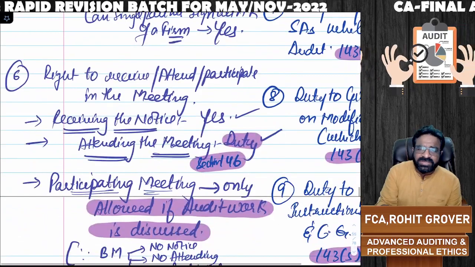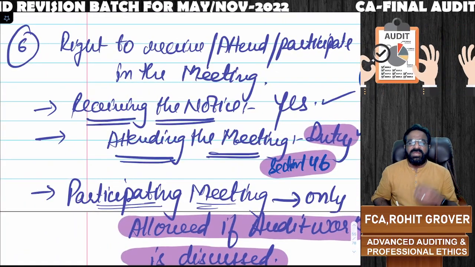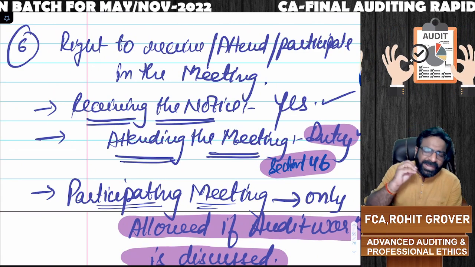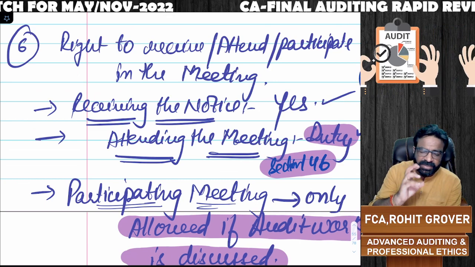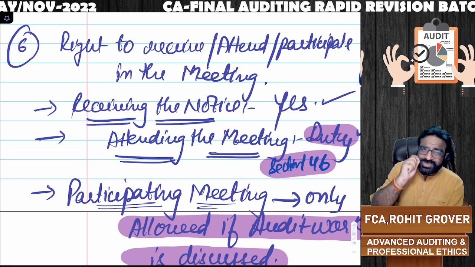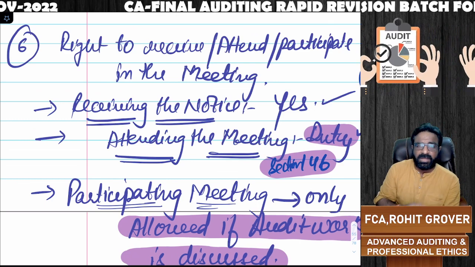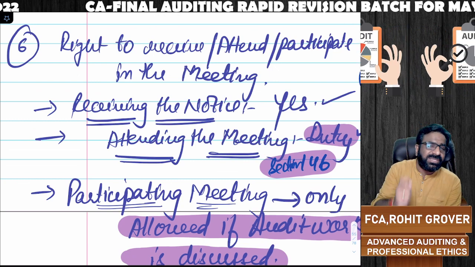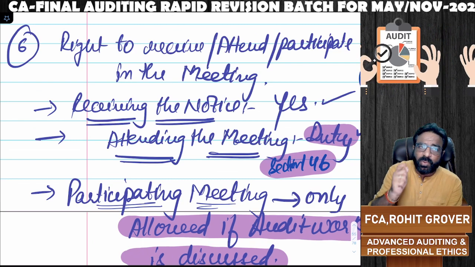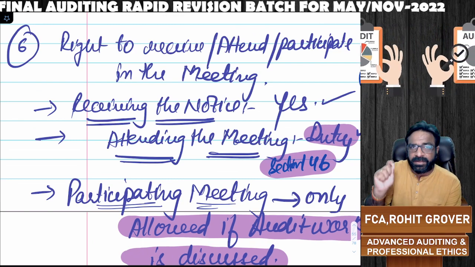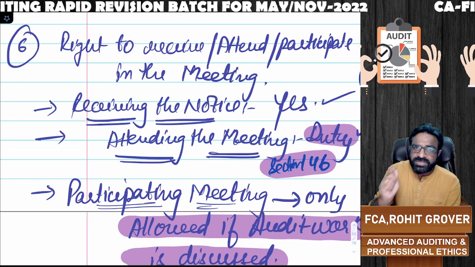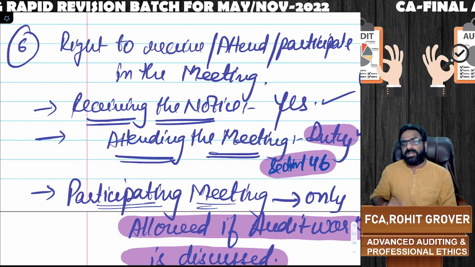Then what is section number 146? Section number 146 is the duty to receive, attend and participate in the meeting. Remember one thing, whenever the shareholders' meeting is conducted, that is AGM and EGM, every company is under an obligation to send the auditor a notice of that meeting. It means it is a right of an auditor to receive the notice of every shareholders' meeting. Remember, again I'm saying every shareholders' meeting, not board meeting. The board meeting notice will not be sent to the auditor. Only the shareholders' meeting notice will be sent to the auditor.